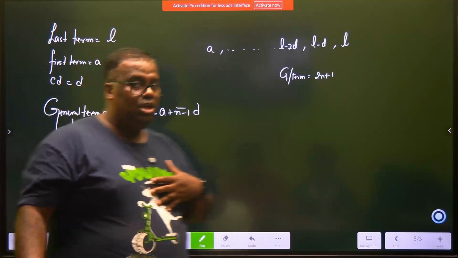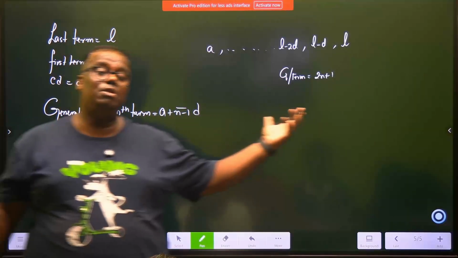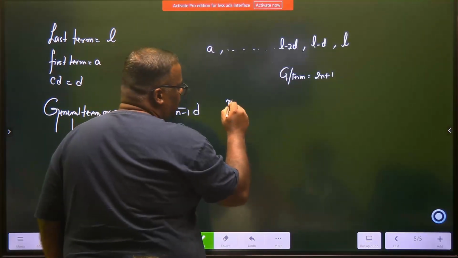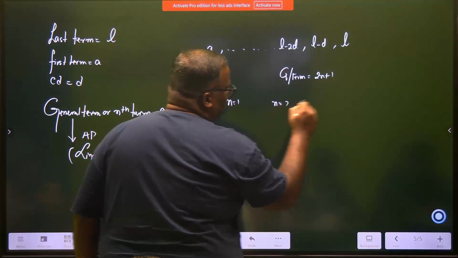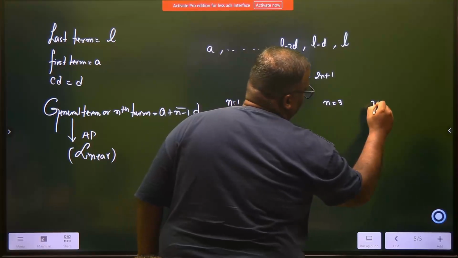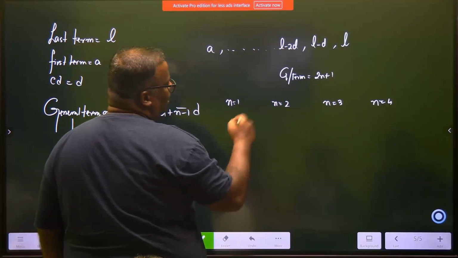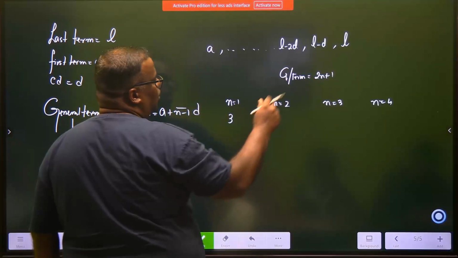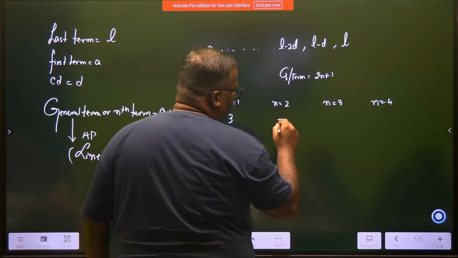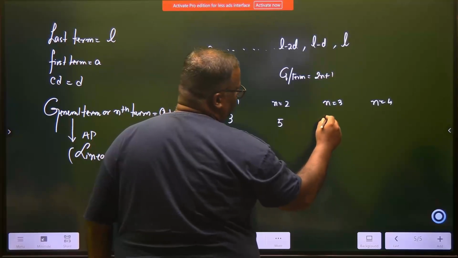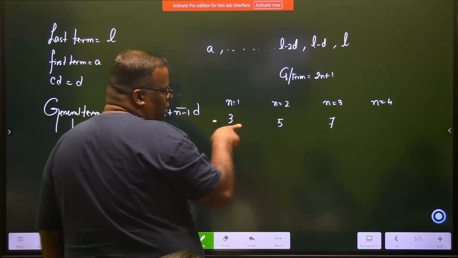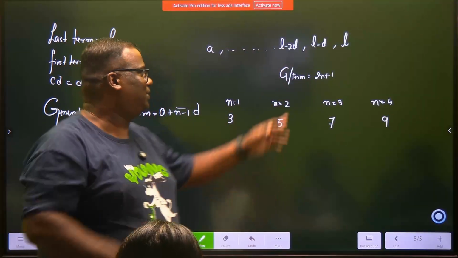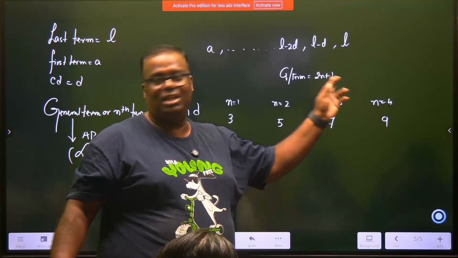And they tell us populate the first 4 members of this AP. How many members? 4 members. So the 4 members will be n equal to 1, n equal to 2, n equal to 3, n equal to 4. So at n equal to 1, how much will we get? 2 into 1 plus 1, 3. 2 into 2, 4 plus 1, 5. 2 into 3, 6 plus 1. Are you seeing the difference? 3 plus 2, 5 plus 2, 7. ये आंख बंद करके 9 डाल दो, चेक कर सकते हो. 2 into 4 is 8, 8 plus 1, 9.